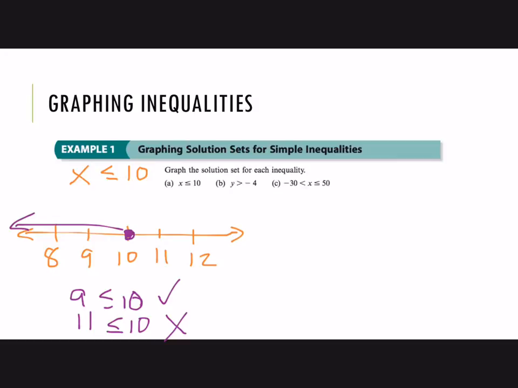All right, how about y is greater than -4? So here's -4, and I'll just do a few on either side. And then y cannot equal -4, so I'll do an open circle, and then y is greater than that, so you would shade to the right where you have the greater numbers.